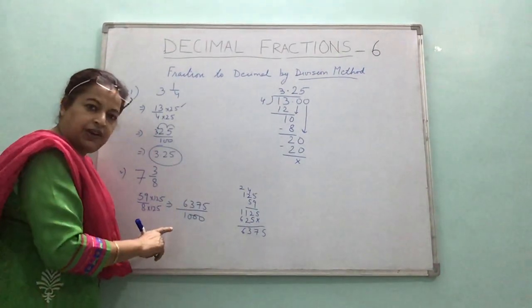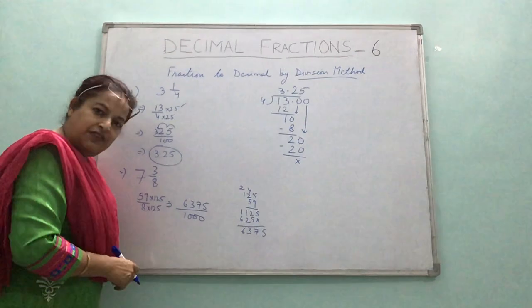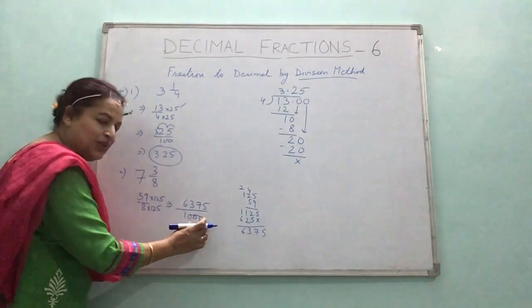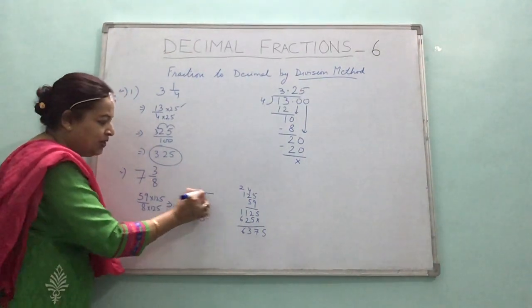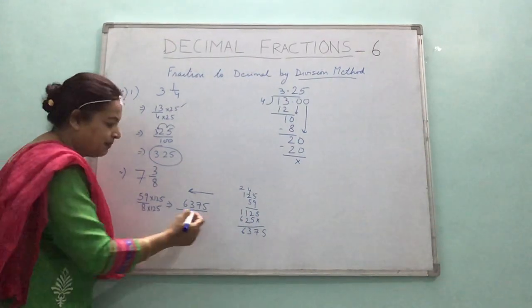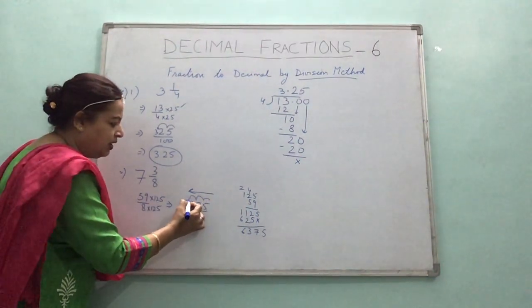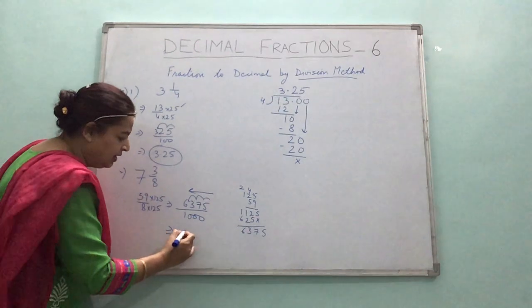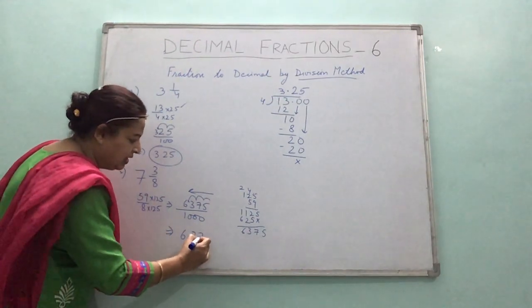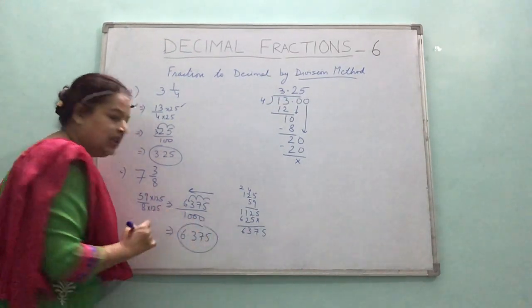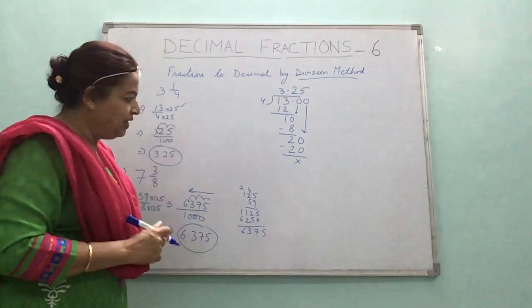6375. This is the decimal fraction. 6375 divided by 1000. How many zeros in the denominator? 3 zeros. So from left to right, 3 places. 1, 2, 3. So my answer is 6.375. This is by the working which I have already told you.